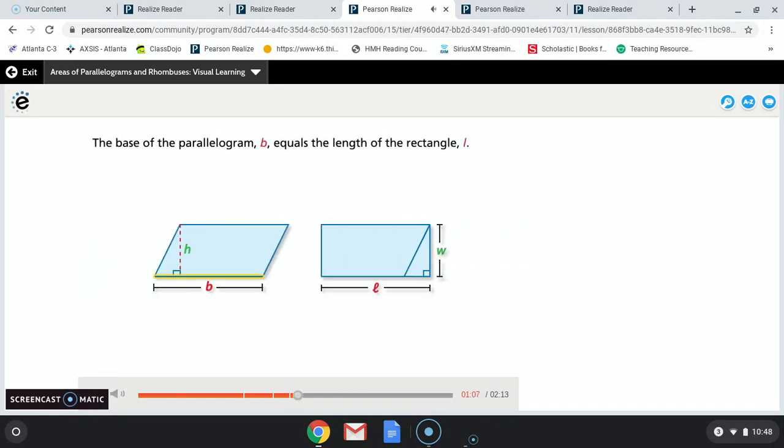The base of the parallelogram, B, equals the length of the rectangle, L. The height of the parallelogram, H, which is perpendicular to the base, equals the width of the rectangle, W. How do you know that the height of the parallelogram, H, is the same as the width of the rectangle, W? Both the height and width can be represented by the same line segment perpendicular to the base.